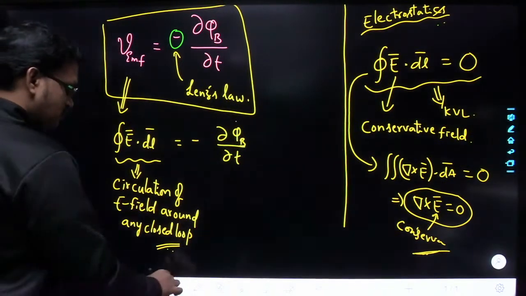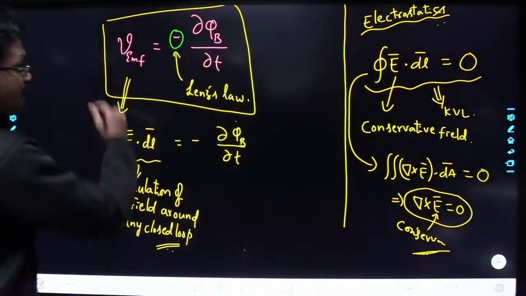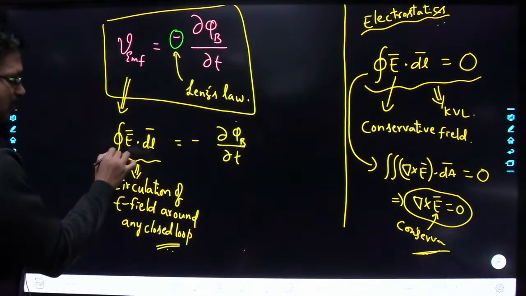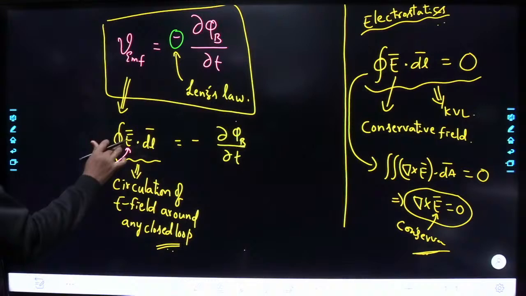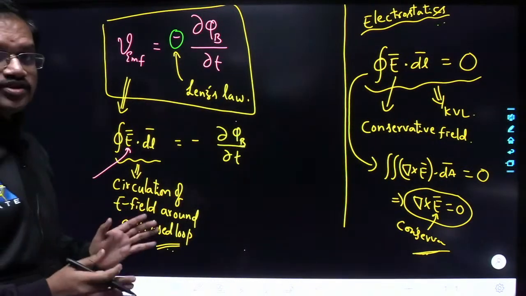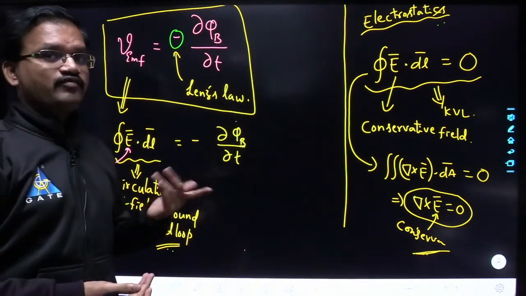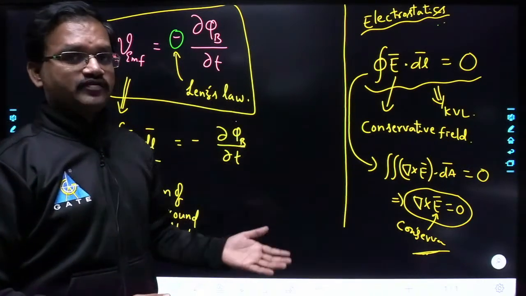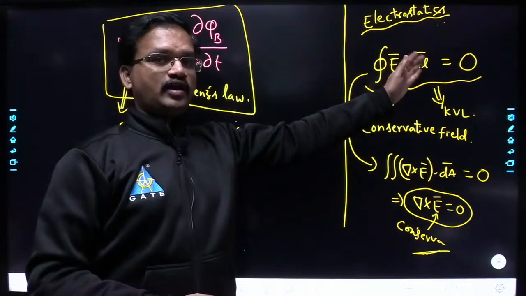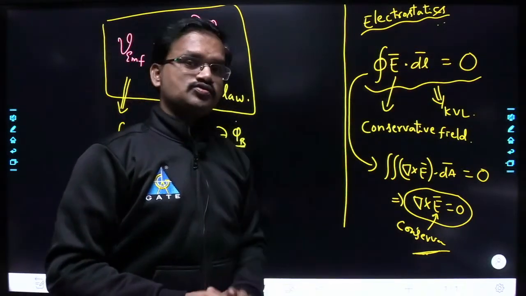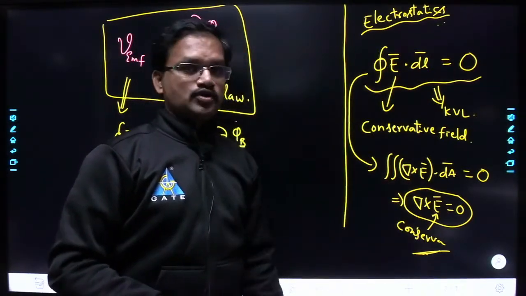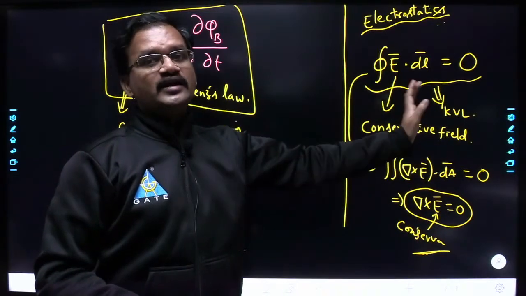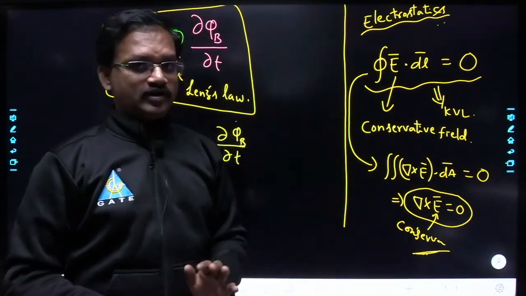Understood? So whenever we enter into the time varying case, we cannot say this electric field is conservative. Now this electric field is not conservative. So when can we say the field is conservative? Whenever the circulation of electric field around the closed loop is equal to 0, or curl of E bar is equal to 0, only in that case can we treat that field as a conservative field.